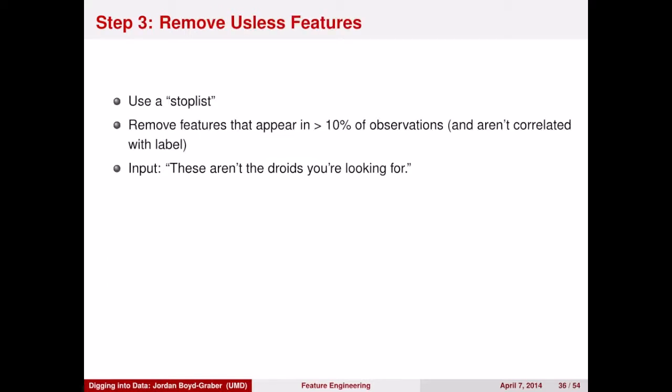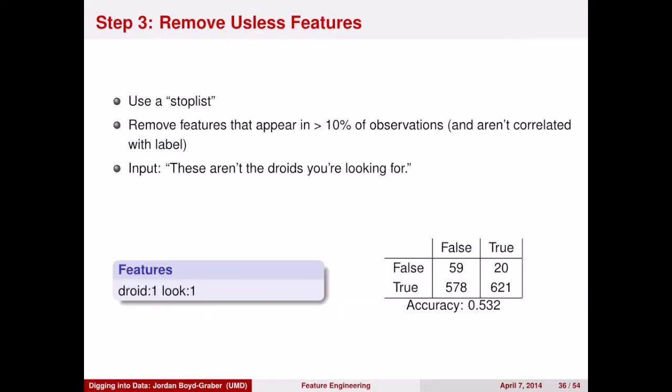So we use what's called a stop list and remove all of the features that appear in more than 10% of the observations. So if we have the input, these aren't the droids you're looking for, really the only content words in that sentence are droid and look. And if we remove those, our accuracy creeps up slightly.